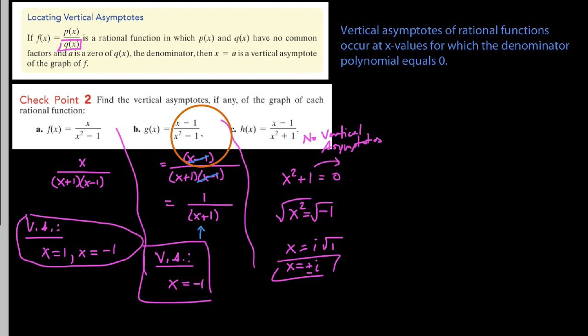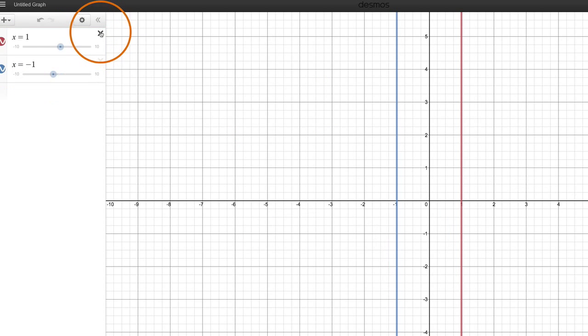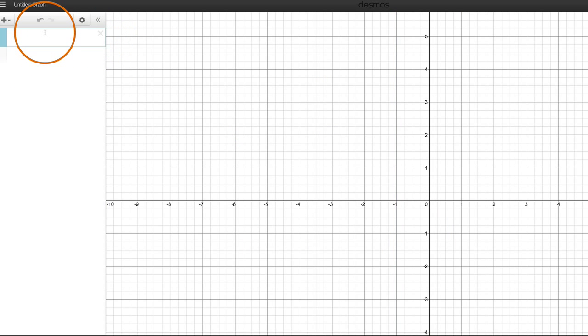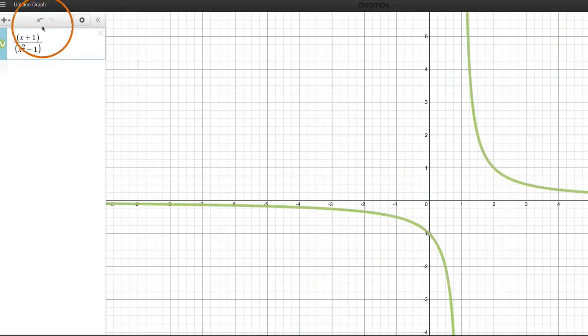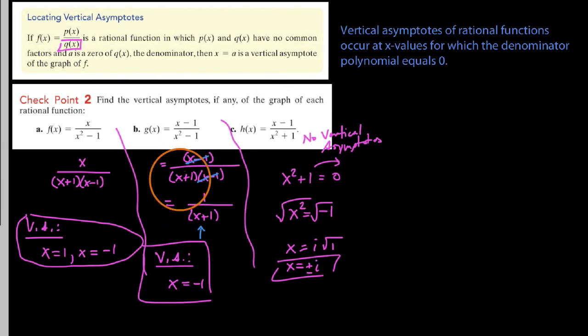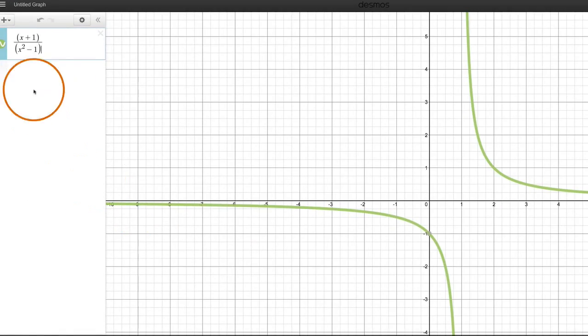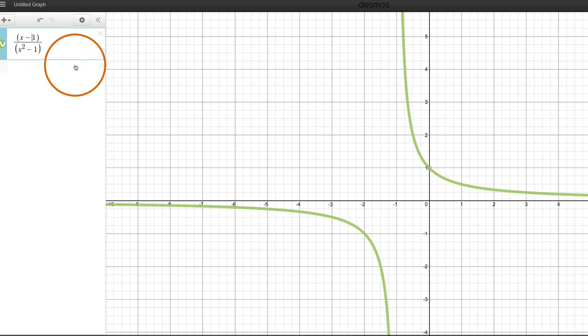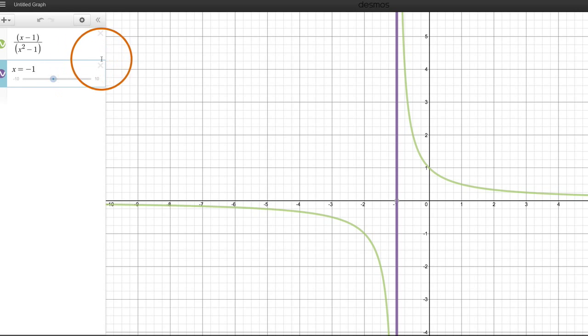So let's go take a look at these middle two graphs. By the way, I forgot to look at the graphs. We have x minus 1 over x squared minus 1 had a vertical asymptote at x equals negative 1. So we have x plus 1 divided by x squared minus 1, and I just want to check to see if I have this right here. It was x minus 1 over x squared minus 1. So here we go, and we said we had a vertical asymptote at x equals negative 1. So there that is.